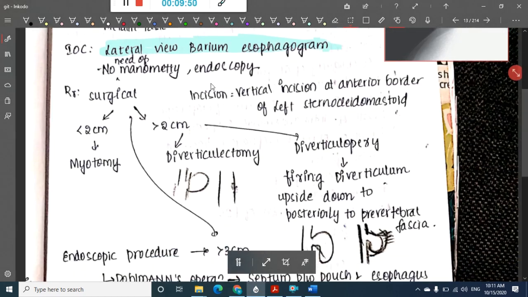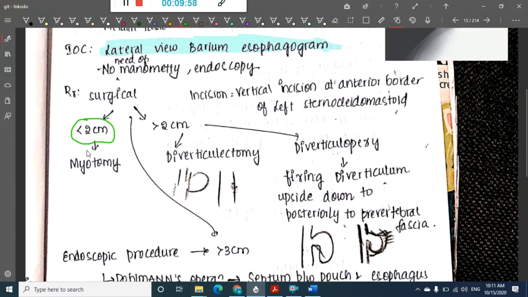Then what is the treatment? Here you should do surgery. Medical therapy will not work. The type of surgery depends upon the size of the diverticulum. If the diverticulum is less than 2 centimeters, then we do a myotomy. If the diverticulum is more than 2 centimeters, then we can do diverticulectomy, or you can do diverticulopexy.